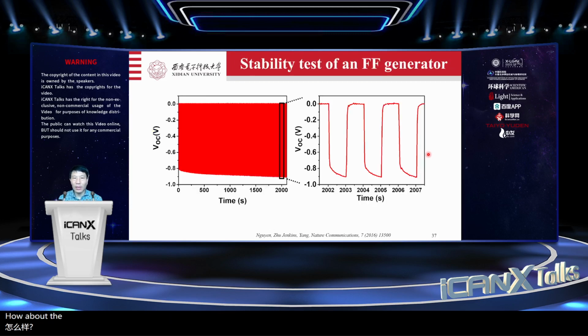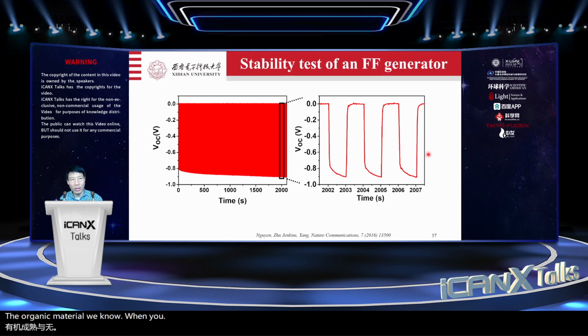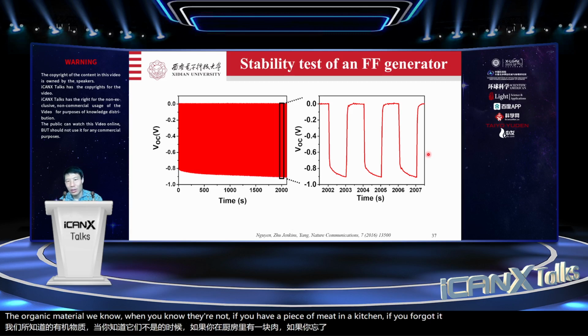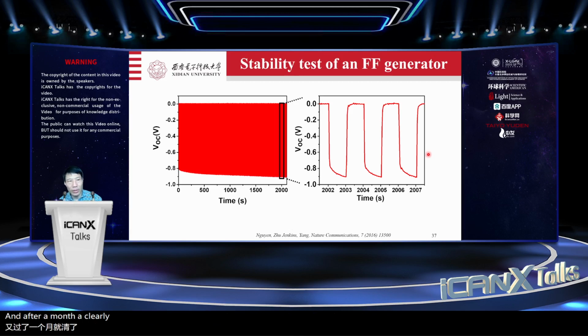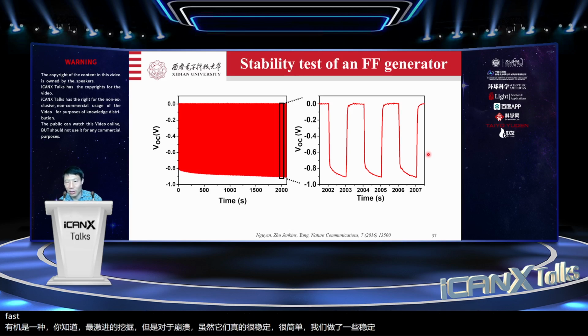How about the stability? People always worry about the stability because organic materials are not stable. If you have a piece of meat in the kitchen and you forgot it, after a month clearly you will get mold and the smell will be really bad, right? The organic is kind of decomposed. But the crystals are really stable, right? And we did some stability tests. They can survive for many cycles.